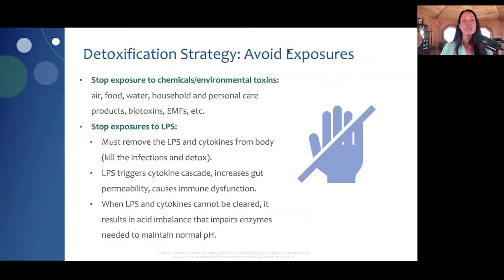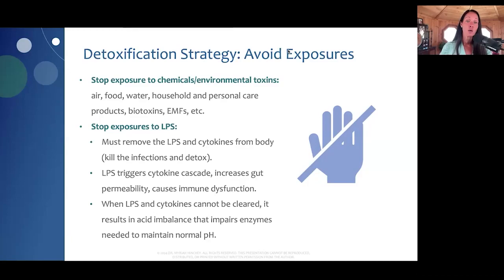Okay. So, detoxification strategy. Step number one, we need to avoid the exposure. Obviously, there are tons of other toxins that we are exposed to in our air, food, water, household, personal care items. We have biotoxins, EMFs, mycotoxins, all of that stuff. But we are specifically talking right now about the LPS. The LPS, again, is what kicks off this cytokine cascade. And we need to bind it and get it out of the body, clear it, detox it in order to be able to shut this whole thing down.